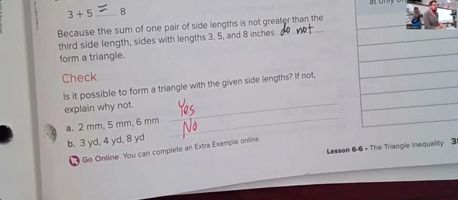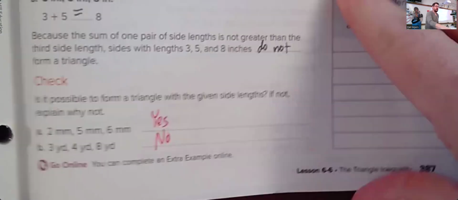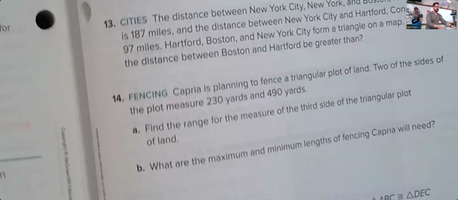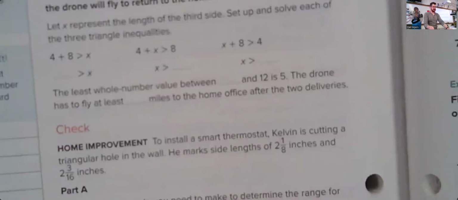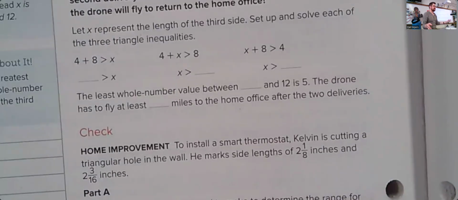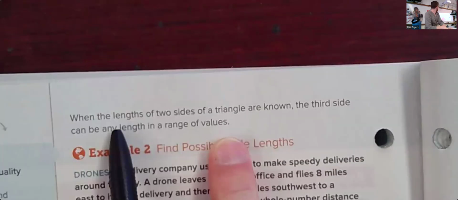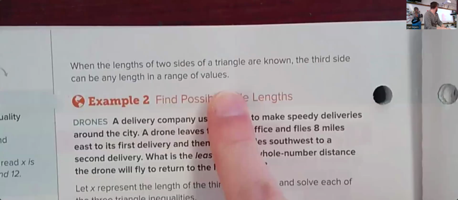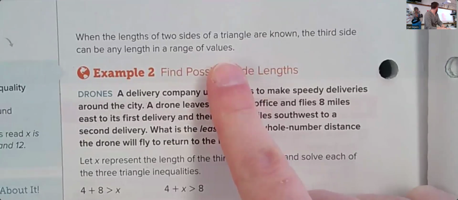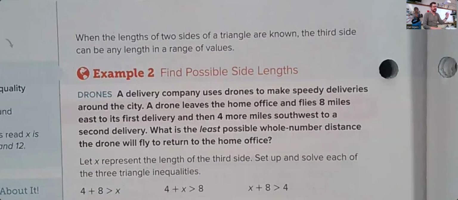Good so far? Like I said, this is the shortest lesson of this entire unit because this is the only other page. So we're over halfway through already. When the lengths of two sides of a triangle are known, the third side can be any length within a range of values. This is where this lesson gets a little bit more challenging.